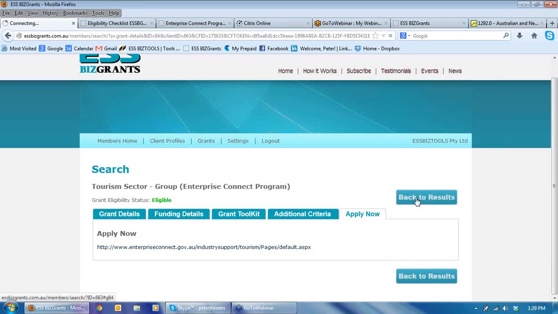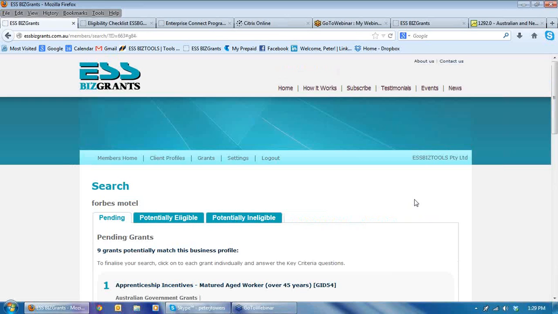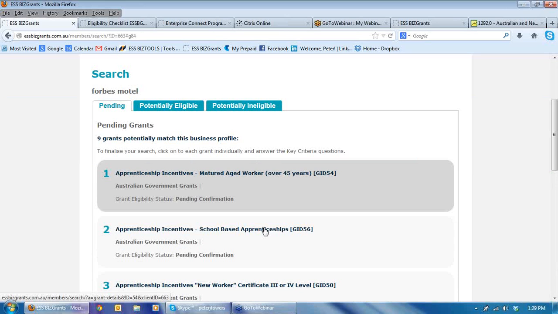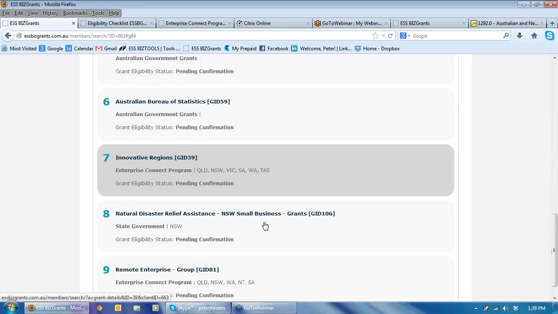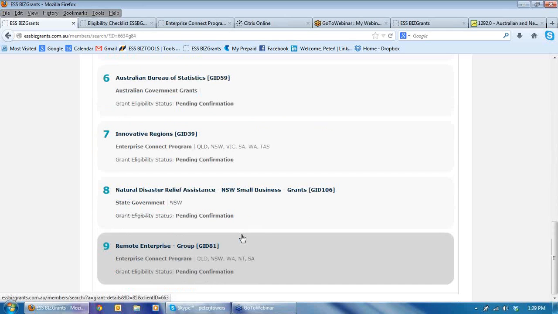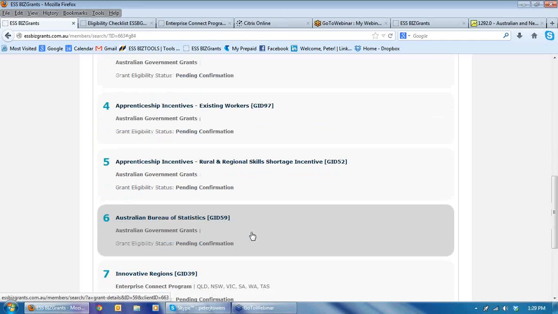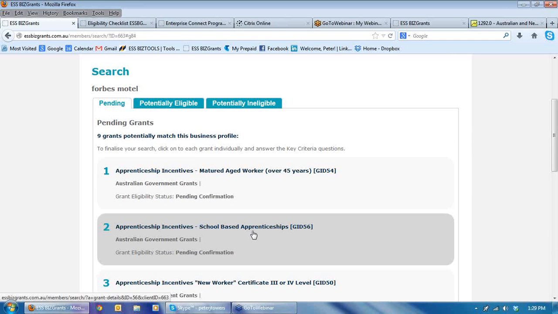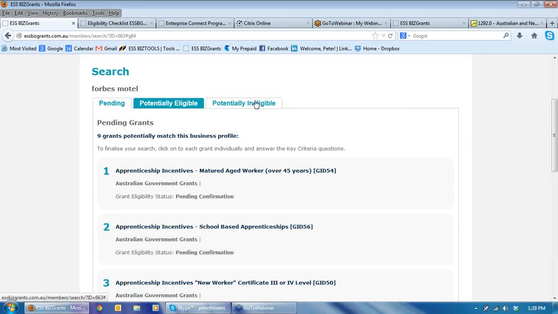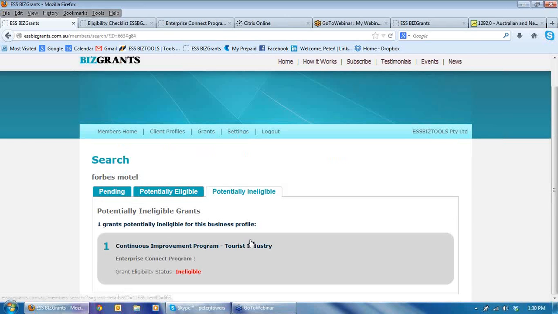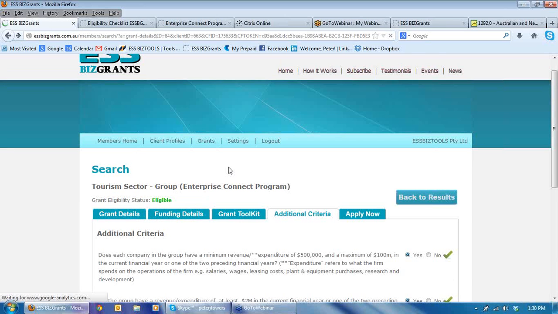If we go back to results and we look at potentially eligible, we've been doing some work previously on this one, and we've identified a number of grants that this client might be eligible for. We've also got the potentially ineligible. So we previously had a look, and they weren't eligible for the continuous improvement program in the tourism industry, probably because they'd never started the project in the first place.